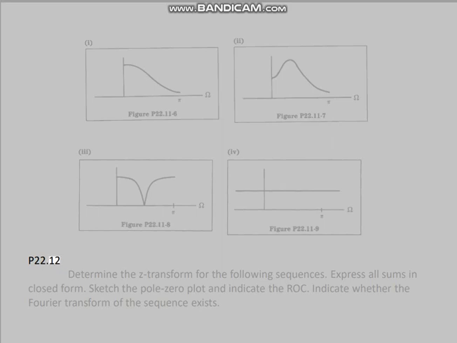P22.12. Determine the Z-transform for the following sequences. Express all sums in closed form. Sketch the pole-zero plot and indicate the ROC. Indicate whether the Fourier transform of the sequence exists.